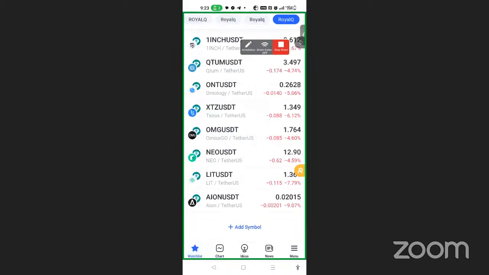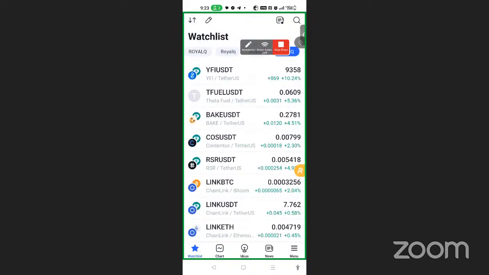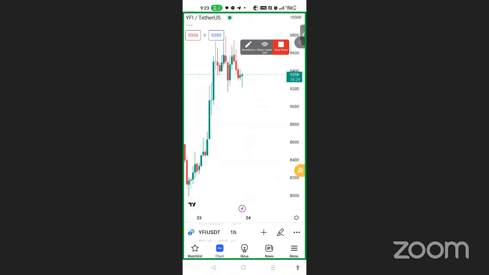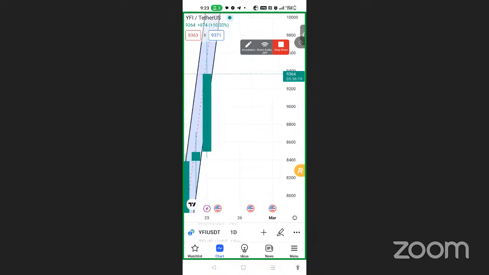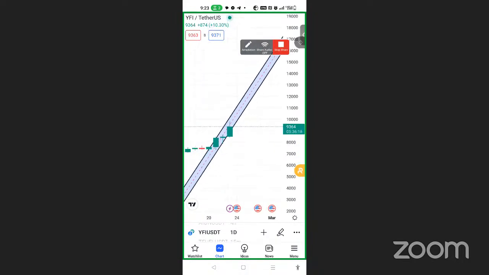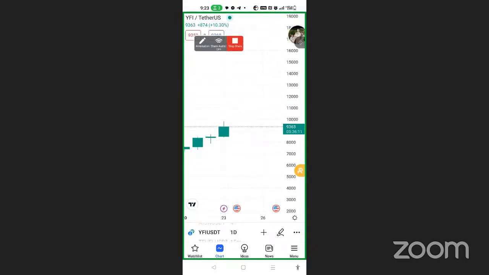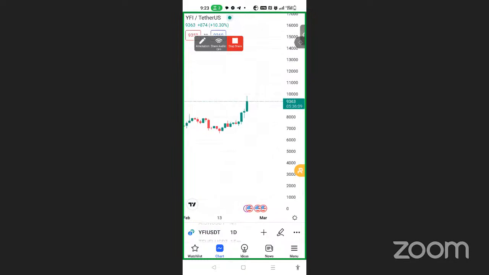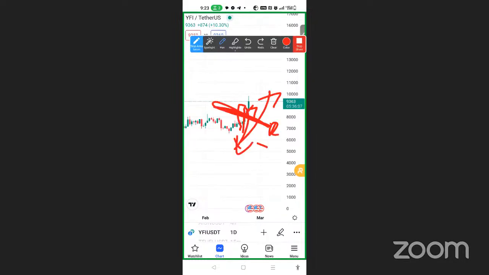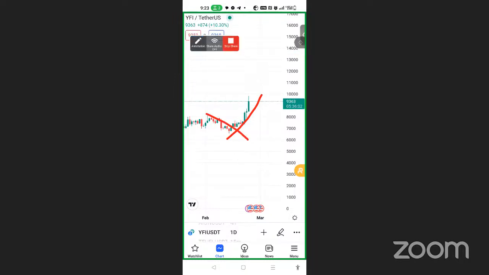Okay, so for example, if I've drawn my parallel channel in the 4-hour time frame, I'll make sure I can come and draw my parallel channel in the 1 day. All right, let me remove it from here. We said that we draw trend lines below the candles if they're on an upward trend, and we draw trend lines above the candles when they are on a downward trend.